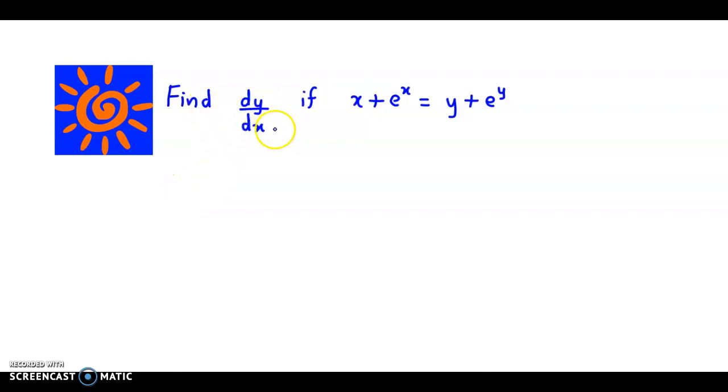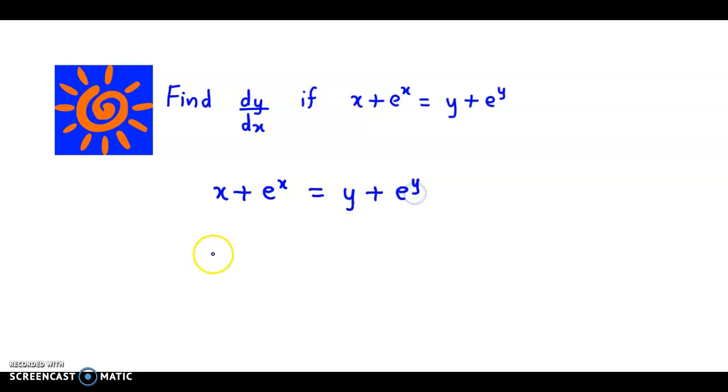Find dy by dx if x plus e raised to x is equal to y plus e raised to y. Now here we have been given an implicit function and we have to obtain its derivative, that is dy by dx. So the equation given here is x plus e raised to x is equal to y plus e raised to y.